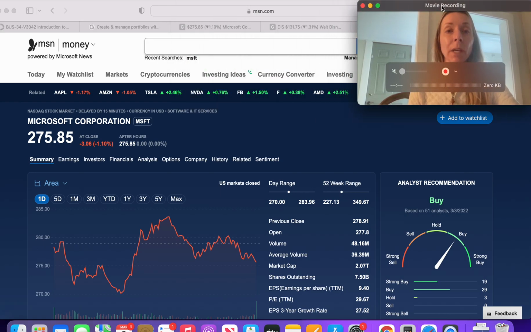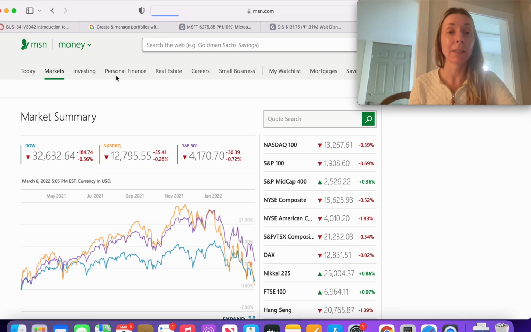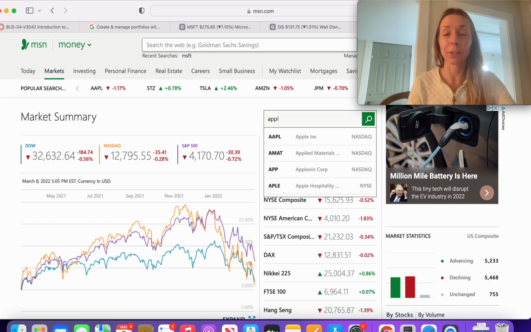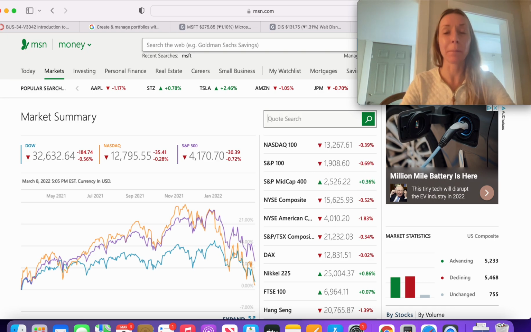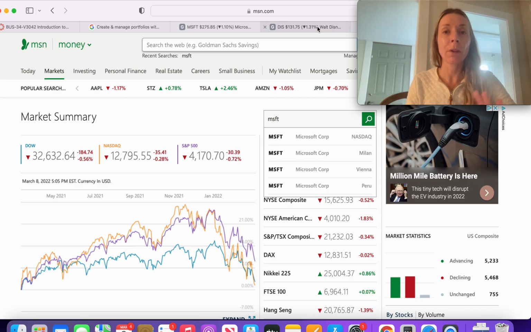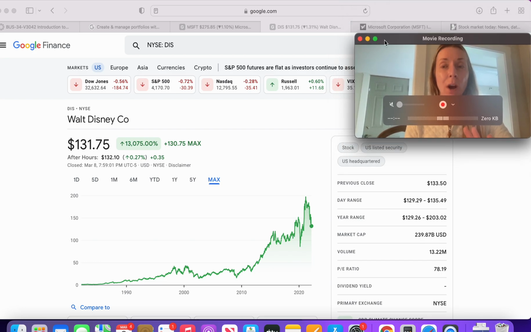MSN is another great place to look up information about individual stocks, cryptocurrencies, investing in general. If I go under markets, I can type in a ticker symbol here. So the ticker symbol is the abbreviated name for the company. Apple, their ticker symbol is, not that much shorter than their actual name. But for some other companies, the ticker symbol is just sort of easy, like Microsoft is really easy to access. Okay, so that would be how I would access price information about stocks.